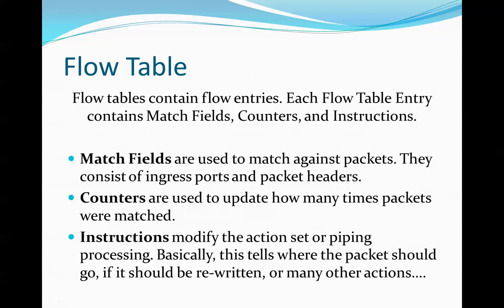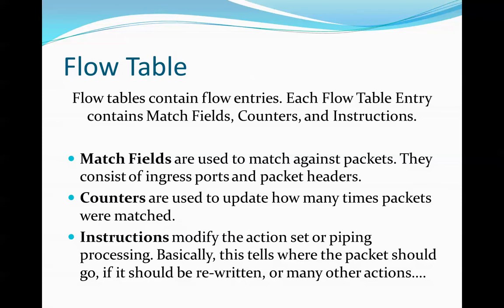So each flow table is made up of flow entries. Like any other type of forwarding table, each flow contains 3 key fields: the match field, the counters field, and the instruction or the action field. Match fields are used to match against packets and consist of ingress ports and packet headers. Pretty self-explanatory here. This is what targets the interesting traffic, and in combination with the next field decides what to do with it. The counters field is used to update how many times a packet was matched by the match information.